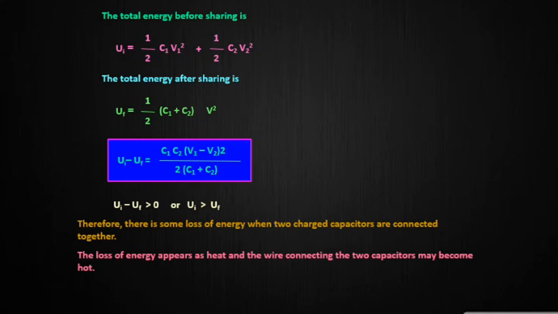So, we can conclude that when charges are shared between any two bodies, their potentials become equal. Charges acquired are in the ratio of their capacities. No charge is really lost, but some loss of energy does occur.